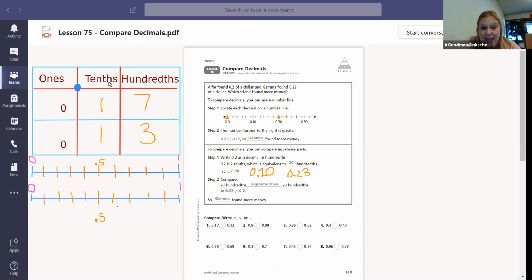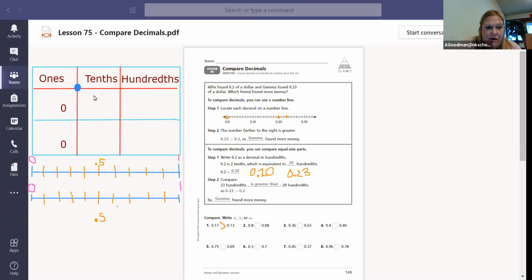So 17, we know that 17 is bigger than 13. I know this is going to be easy for you. It's just you got to do the easy in order to get to the hard. Okay, so this is bigger. There's my greater than sign. 17 hundredths is greater than 13 hundredths. All right, I'm going to undo. Okay, rewrite that part.